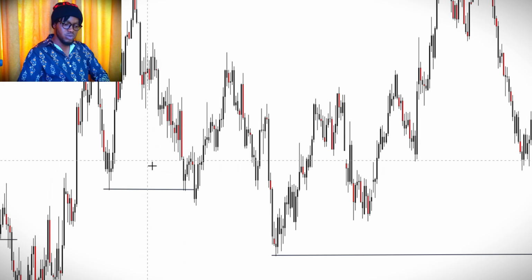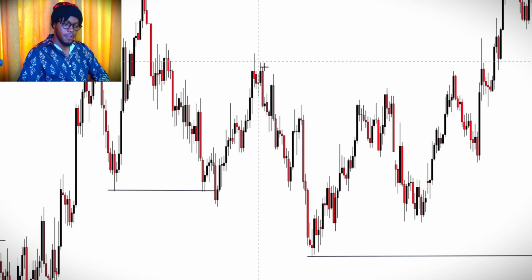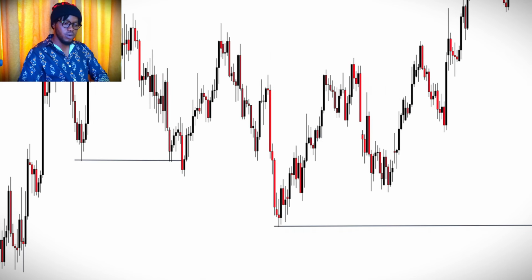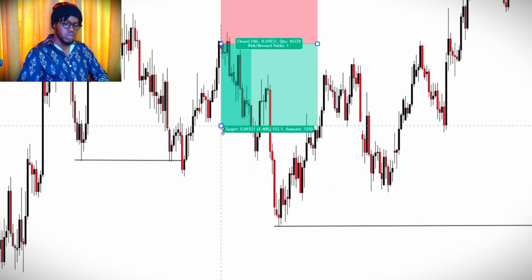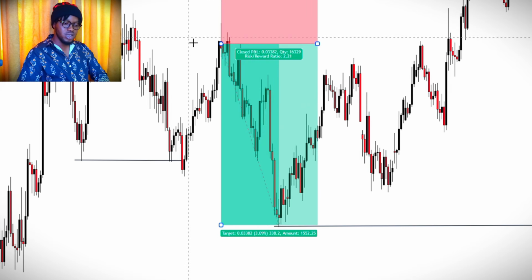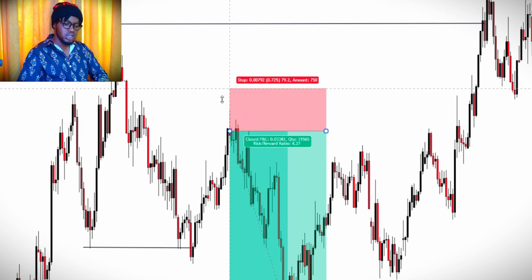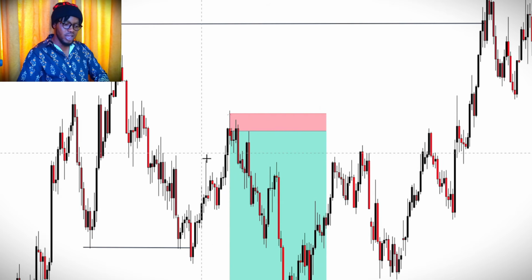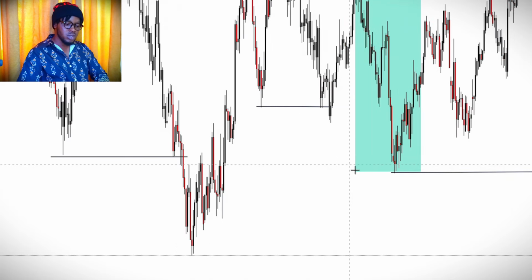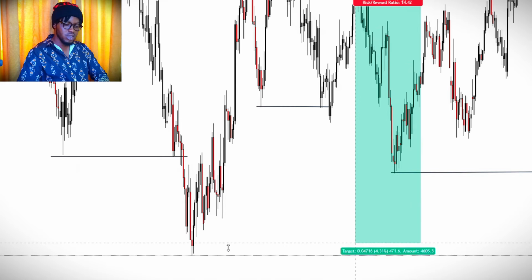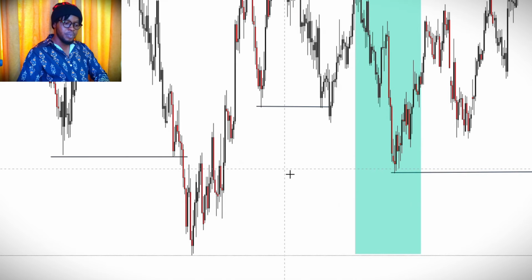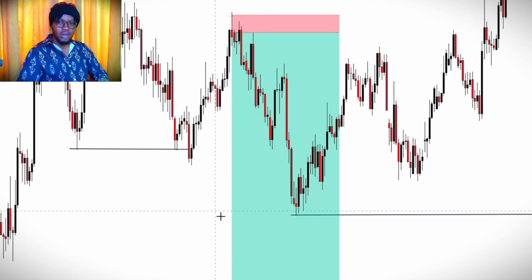So if this is a shift of structure, this is a pullback right here, and as this is a pullback, you are supposed to be trading from this angle. You're supposed to take this trade, and if you take this trade, guess what? A lot of retail traders will do something like this. That stop loss above that high, and they will be targeting something at this point. And you see, price might not get to that point because you are counter trading.